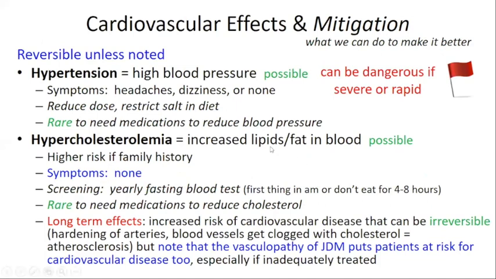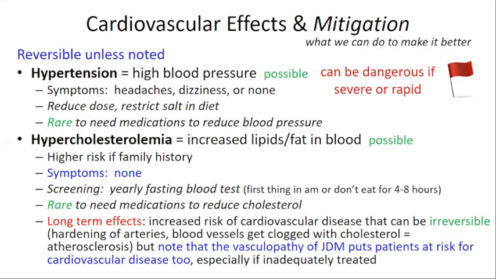Finally, we'll talk about cardiovascular effects of steroids. Steroids can increase blood pressure, and here are some symptoms that can happen. When this happens, we reduce the doses of steroids and we make sure that the patient is reducing salt in the diet. It's unusual to need medicines to reduce blood pressure, but they can be very helpful.